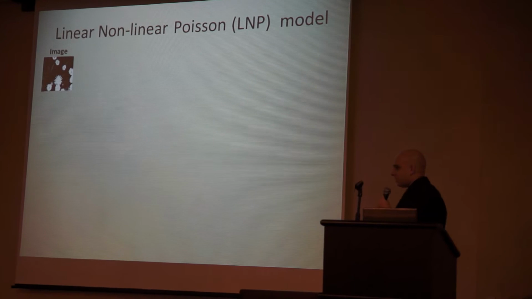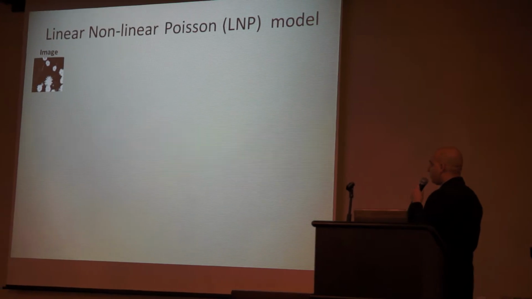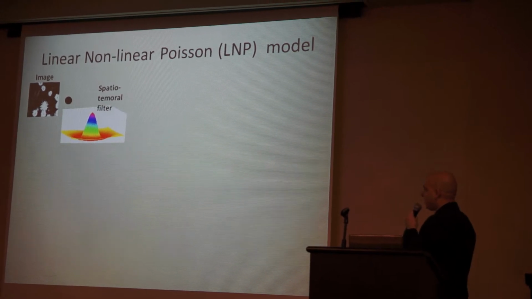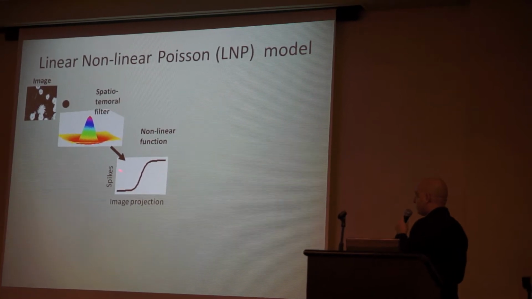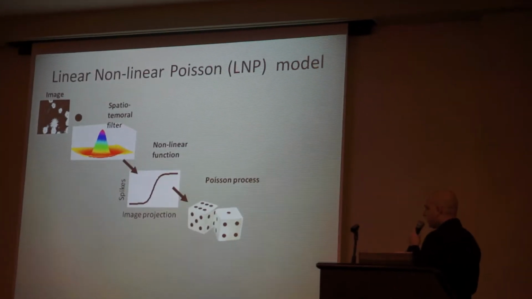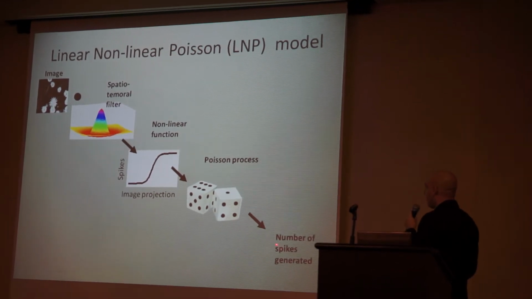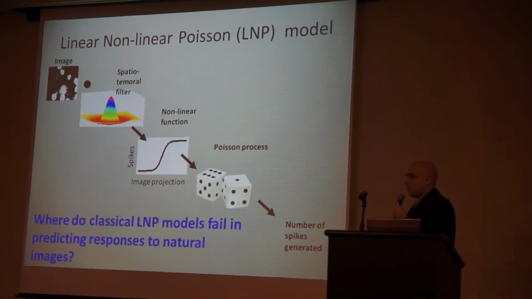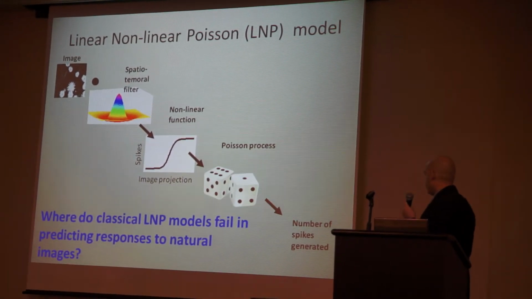So one model that people like to use to predict responses to images is the linear nonlinear Poisson type model. And the way this model works is I take an image, I dot product it with a spatiotemporal filter, I put the product through a nonlinearity to estimate the average number of spikes, and I randomize it, I create variability through a Poisson process, which gives me the estimate of the action potential generated by the image. However, we know that those models don't work well for natural images, and let's see where the model fails.